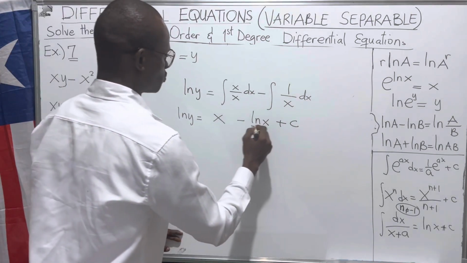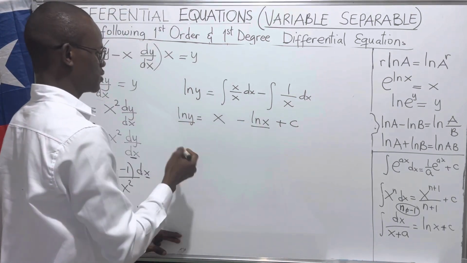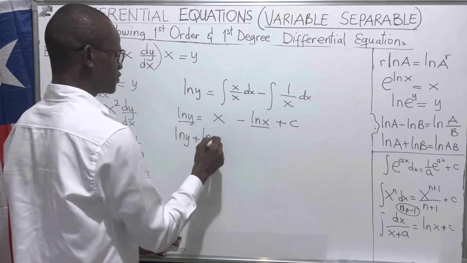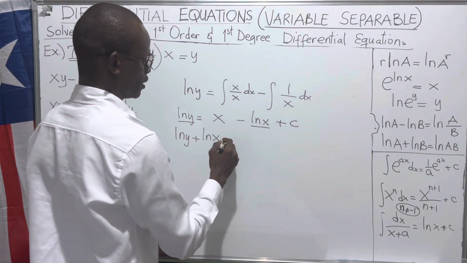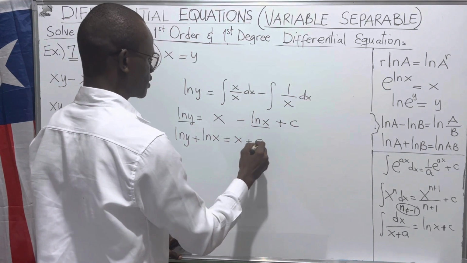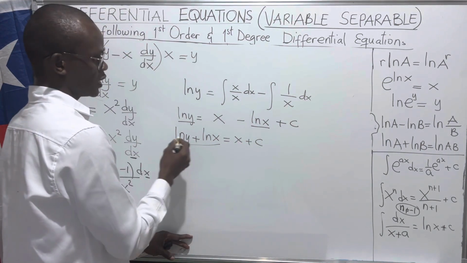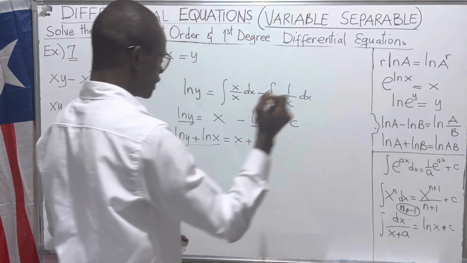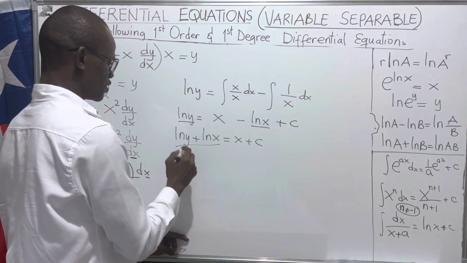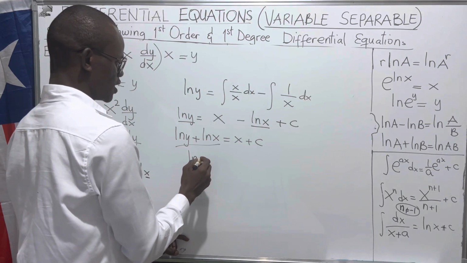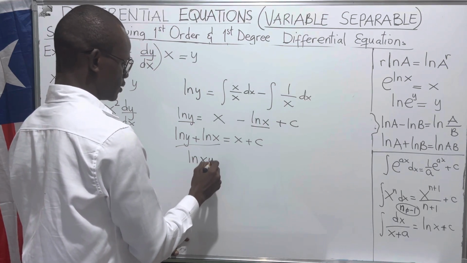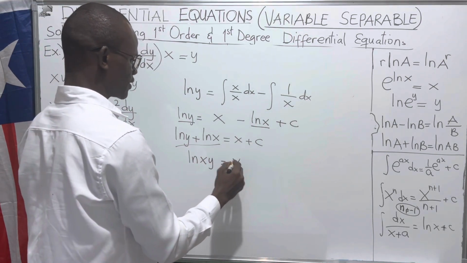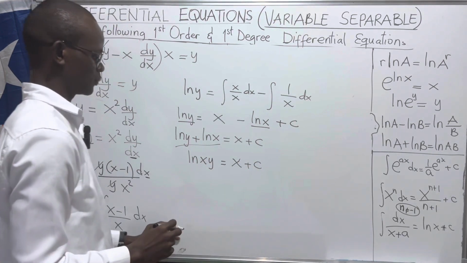So we can group them. We have ln of y plus ln of x equals x plus c. So we group these two. ln of a plus ln of b is equal to ln of a times b. So this will just be ln of x times y equals x plus c.